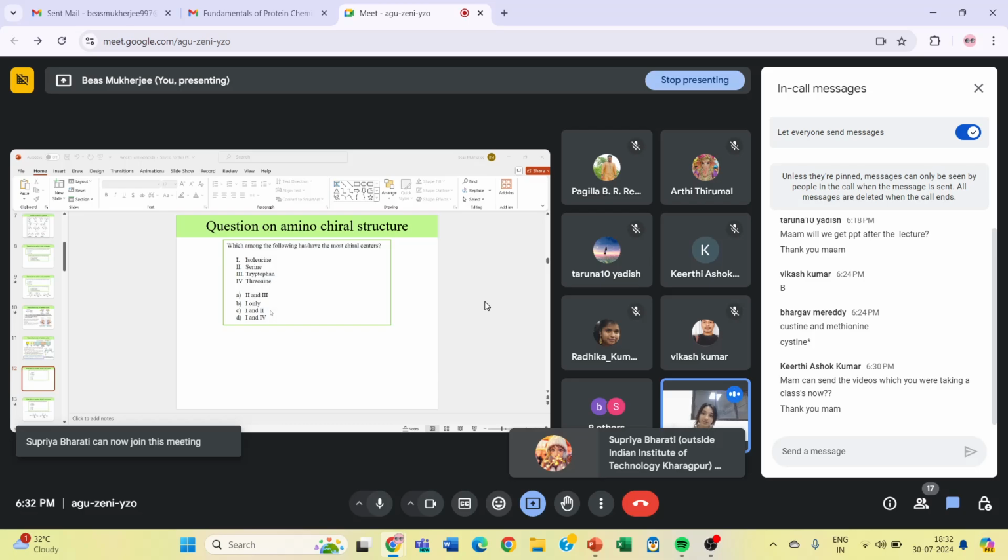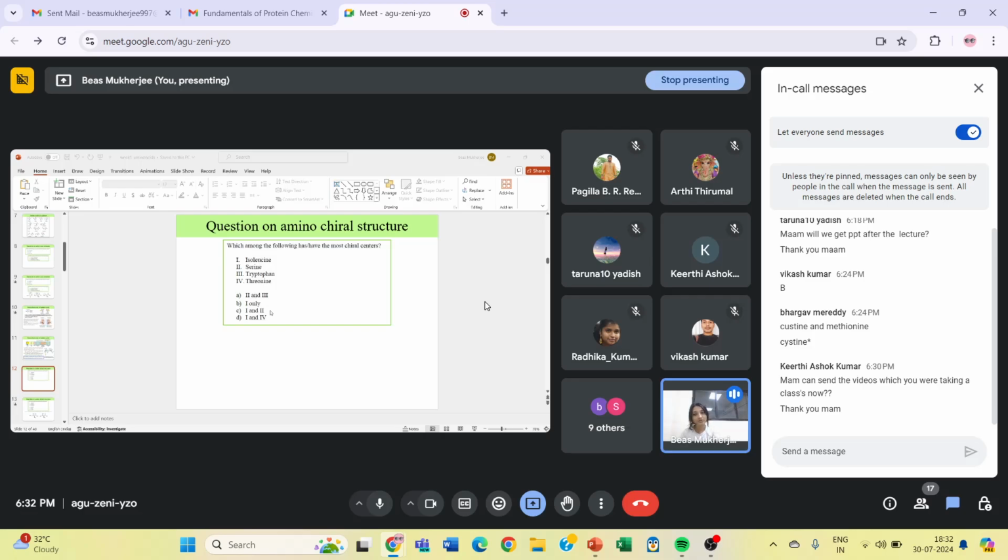Tell me. You can answer in the chat box. Okay. So if you remember the structure of isoleucine, it has a very long aliphatic chain as the R group. What about serine? It just has an OH group. Right. Then there is tryptophan. Tryptophan has this indole ring.